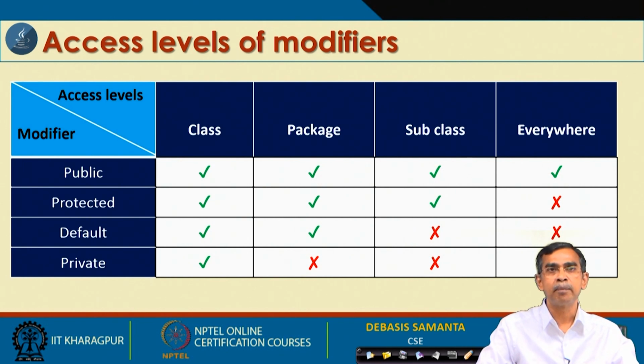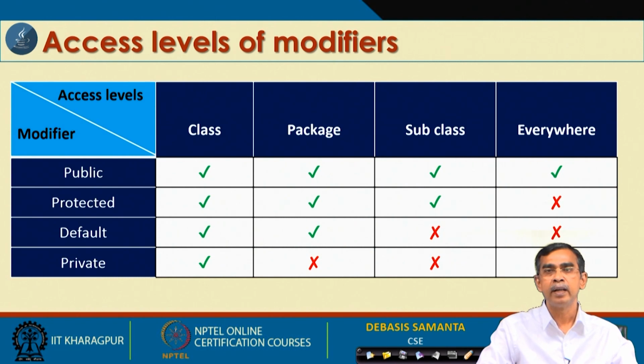Now, let us come to private. As I told you, private is the strictest access specification. A member declared as private is accessible to that class only, where that member is declared as private. Outside this class, that member cannot be accessed, whether it is a package, a subclass or anywhere. Now, the default member, as I told you, is accessible in the same class where it is declared, and also in the same directory, called the package, where that class is.